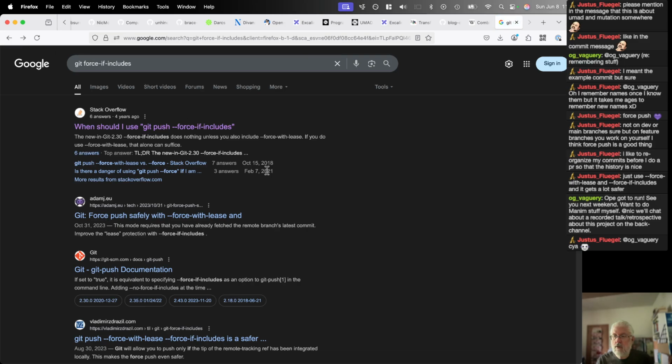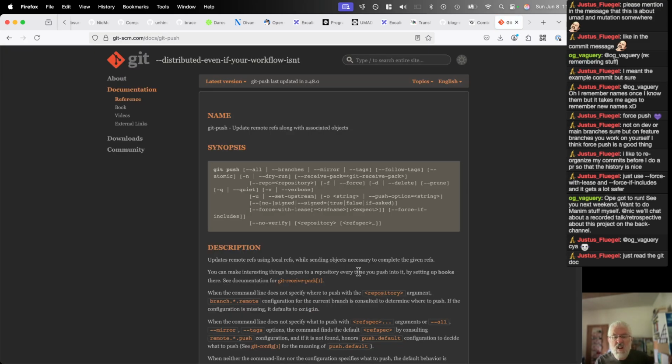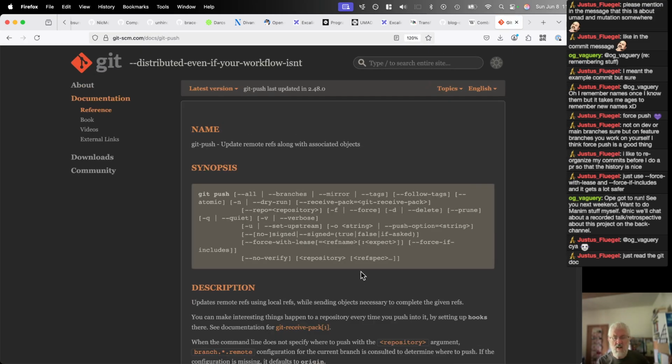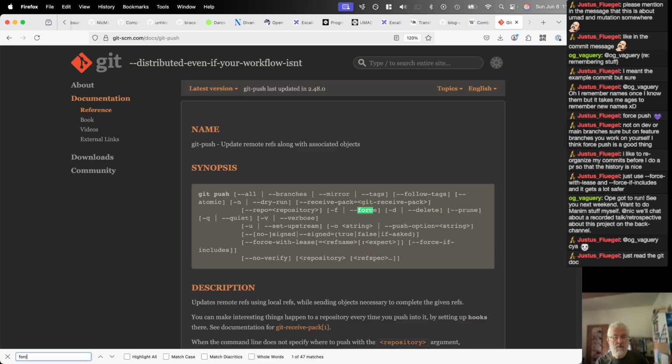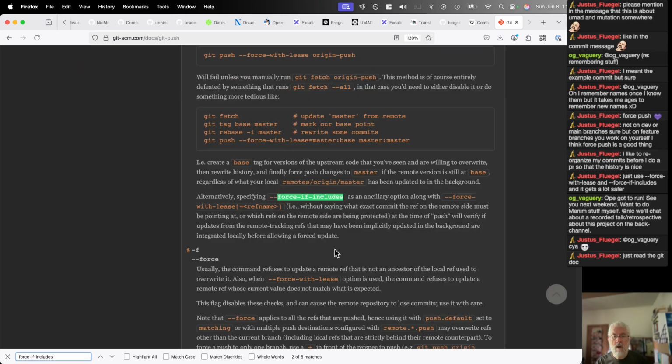I want a shorter answer. Force-if-includes. Boom. Specifying force-if-includes along with force-with-lease at the time of push will verify that updates from the remote tracking refs that may have been implicitly updated in the background are integrated locally before allowing a forced update.